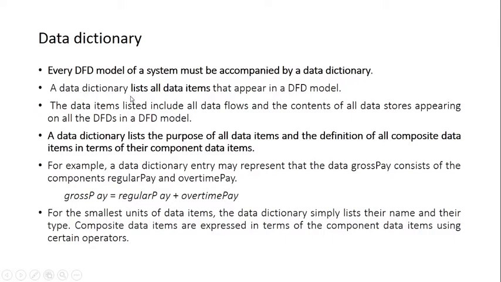Now, what does this data dictionary consist of? Actually, what information does it capture? It includes here a list of all data items, whatever is used in your data flow diagram. What do you mean by a data item? The name of the process, the name of the data flow, the name of the data store, everything, all the data you have used, the naming nomenclature that you have used, right? It is going to capture all those, right?